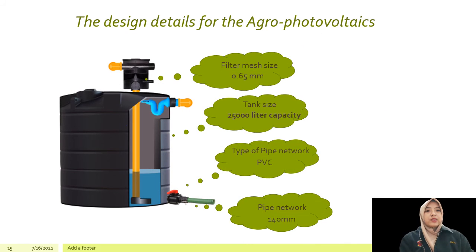The design details for the rainwater harvesting system are: in this design, we use a tank with a capacity of 25,000 liters. The filter mesh size is 0.65 mm. The type of pipe network is PVC, and the size of the pipe network is 150 mm.